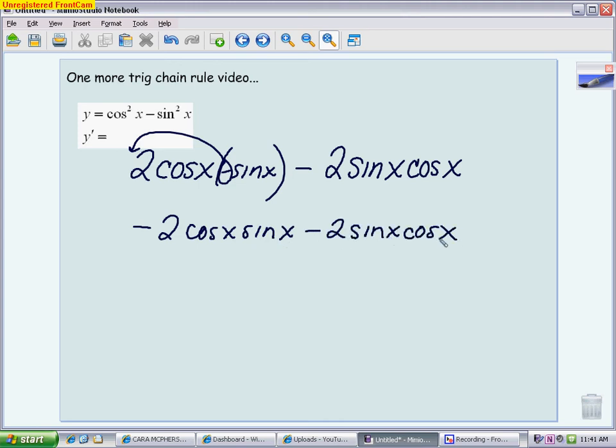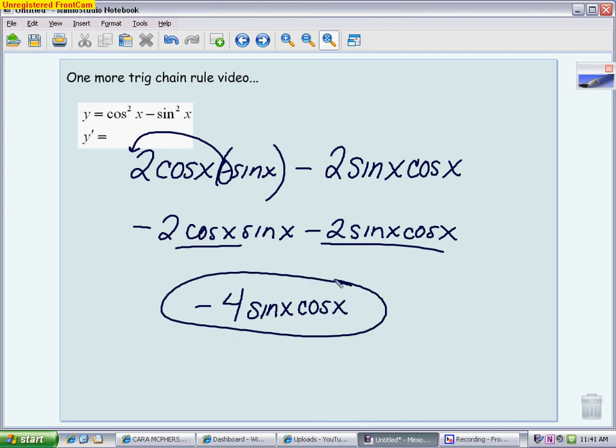When you see something like this, the first thing that you should notice is these are like terms. It doesn't matter that in the one term cosine is written first and the other term sine is written first because multiplication can be done in any order. I can combine these, negative 2 and a negative 2 give me a negative 4, and then I can either write the sine first or the cosine first. And I actually get a derivative that is a single term answer.